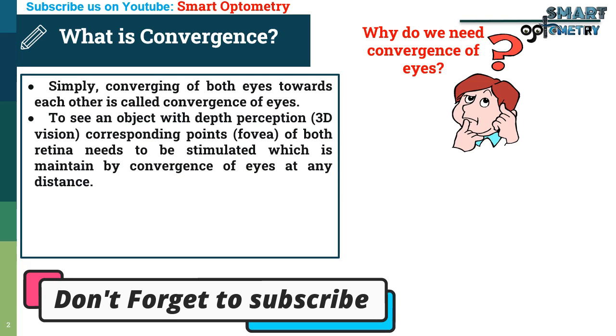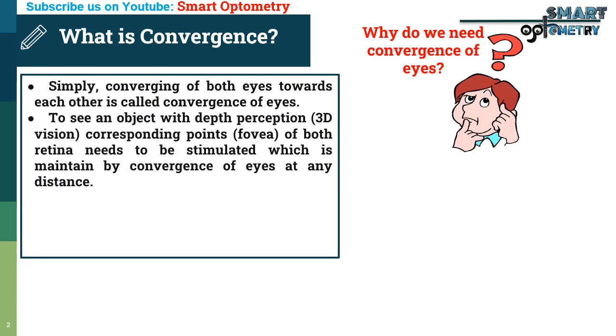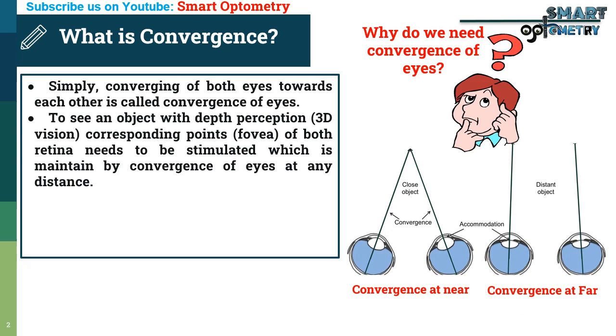To see an object with depth perception, that is 3D vision, corresponding points or fovea of both retinae need to be stimulated, which is maintained by convergence of eyes at any distance. Here in this figure, you can see when eyes are focusing at a distant object at infinity, they are looking straight and the fovea of both eyes are getting stimulated.